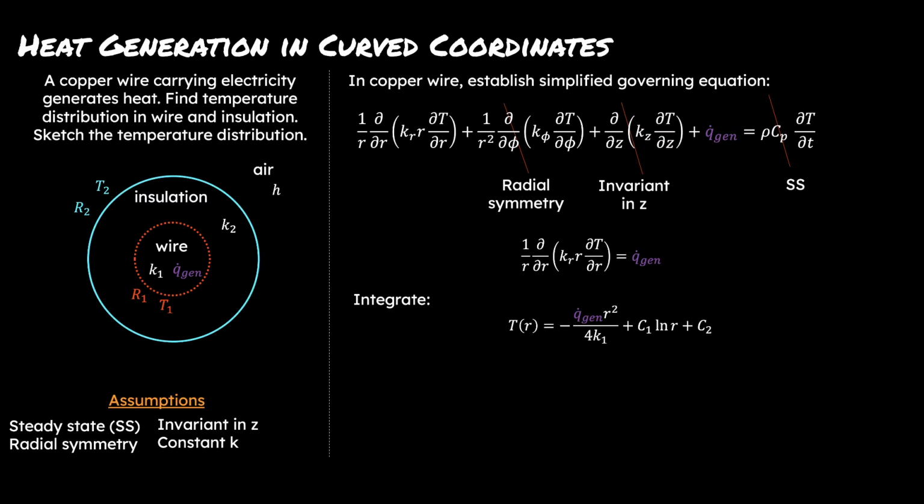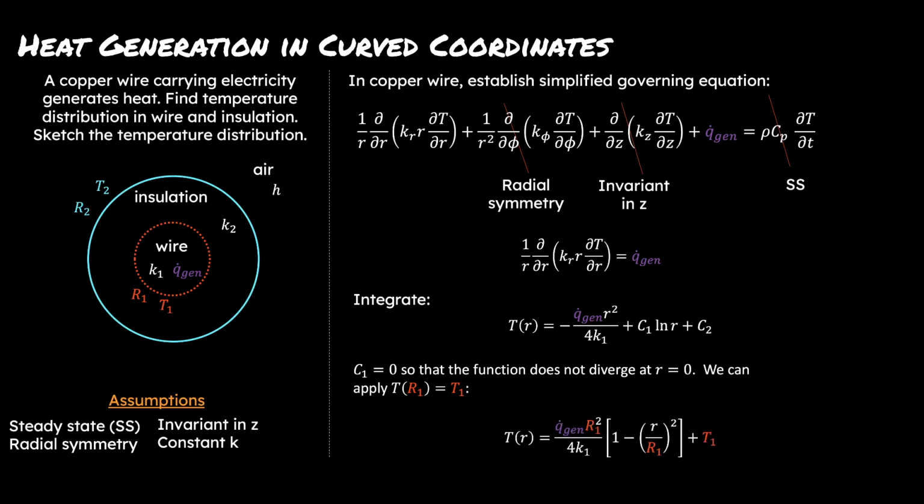Remember that this is the solution for the temperature distribution in the wire, which means that it has to be well behaved at r equals 0, at the center of the wire. If it has to be well behaved at r equals 0, that means that C sub 1 must equal 0. We can also apply an additional boundary condition that the temperature at r sub 1 equals T sub 1. If we apply both of these boundary conditions, that C sub 1 equals 0 and T at r sub 1 equals T sub 1, we end up with this expression for the temperature in the wire.